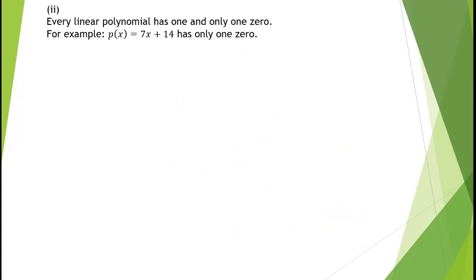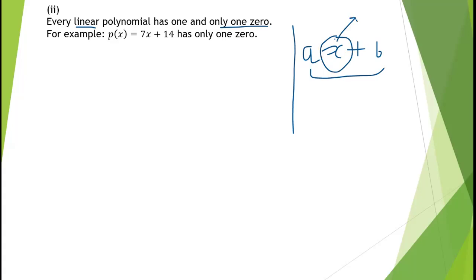Let's come to one more important point. Every linear polynomial has one and only one zero. So what do we mean by a linear polynomial? In part 1, we have already studied that a linear polynomial is of the form ax plus b. This is the general form of a linear polynomial, where the degree of the polynomial, meaning the highest power of x, is equal to 1. Such linear polynomials have one and only one zero.